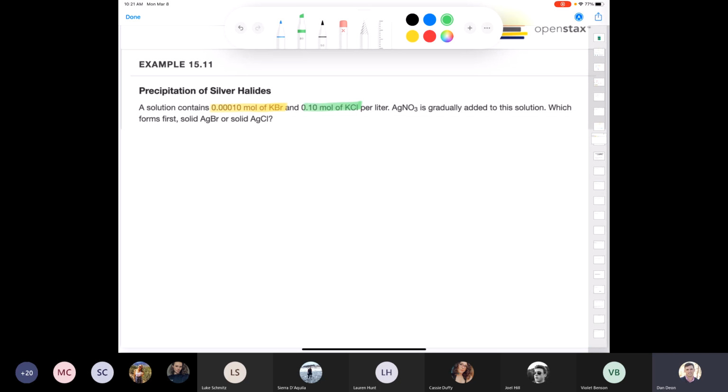And then you gradually add some silver nitrate. Now you know that silver nitrate is soluble, right? Nitrates are soluble. So you end up with silver ions plus nitrate ions. So now you've got a soup. You know that potassium chloride is soluble, so you've got potassium ions plus chloride ions. You know that KBr is going to produce potassium ions plus bromide ions. And you're like, oh, jeepers, I've got way too much stuff in here.